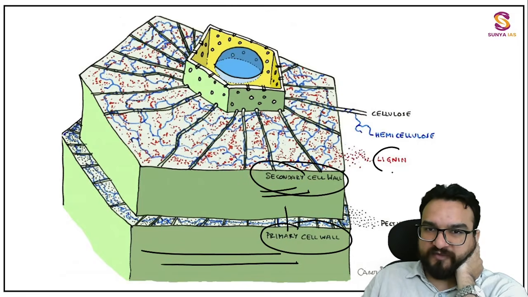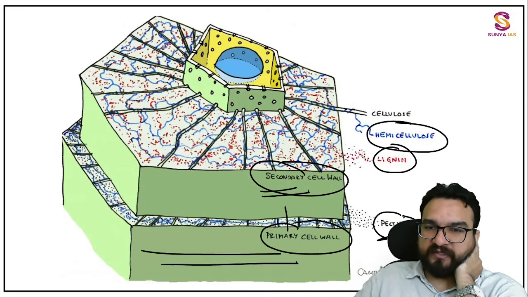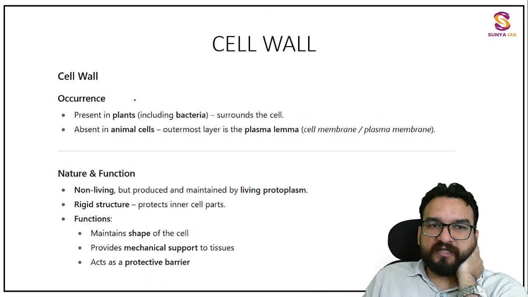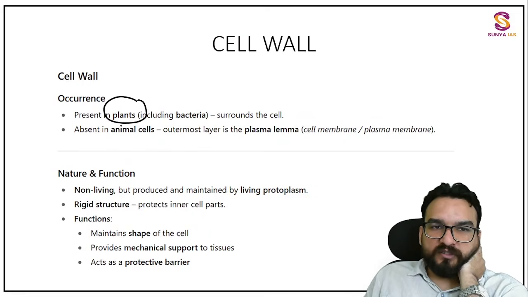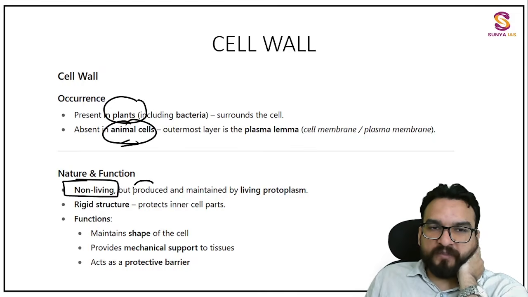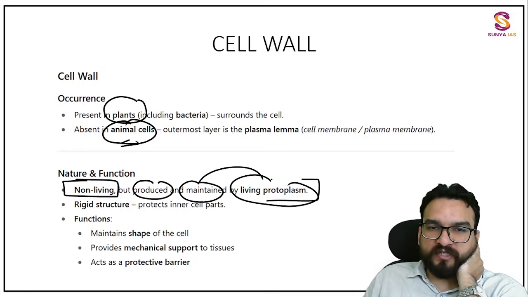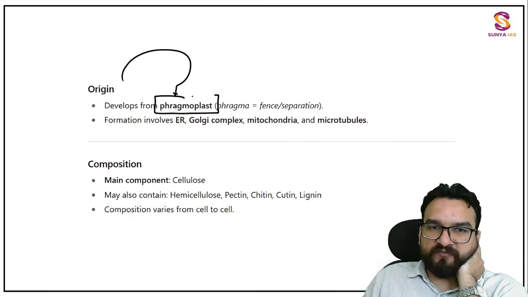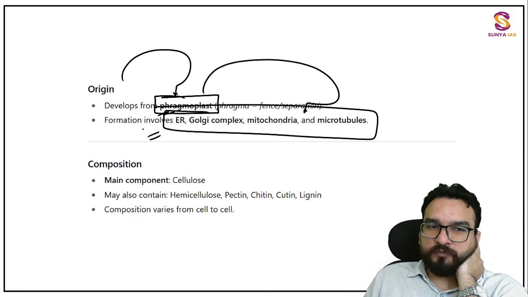And see, this is made up of lignin, hemicellulose. This middle lamella is made up of pectin, right? Let me show you now. Because the cell wall contains only in plants, absent in animal cell. These are non-living, that means dead, but produced and maintained by the living protoplasm. I hope you are understanding the protoplasm, including the nucleus also. They are having a rigid structure because it protects inner cell parts. Function we will be understanding. Their development happens from the phragmoplast, which involves all this cytoplasm and over here the protoplasm too.